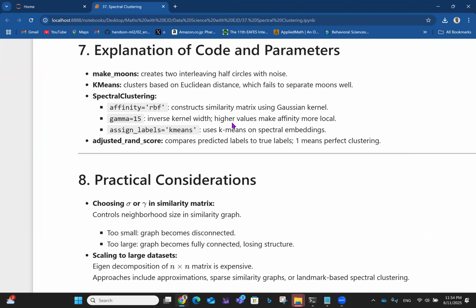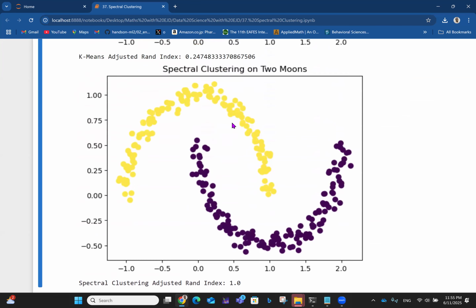Then spectral clustering uses affinity RBF. So it constructs a similarity matrix using a Gaussian kernel. The gamma is 15, which is the inverse kernel width; higher values make affinity more local. So you can play with that 15 for sure and see what happens. Assigning labels, it uses k-means on spectral embeddings. Adjusted Rand score compares predicted labels to true labels. One means perfect clustering, just like we have for spectral here.